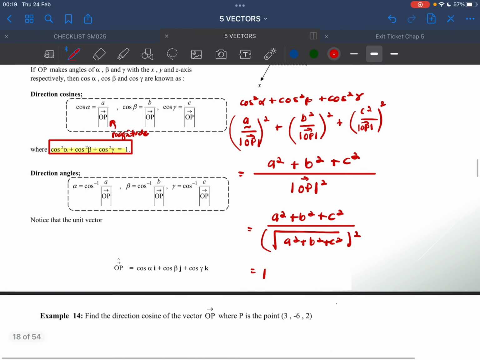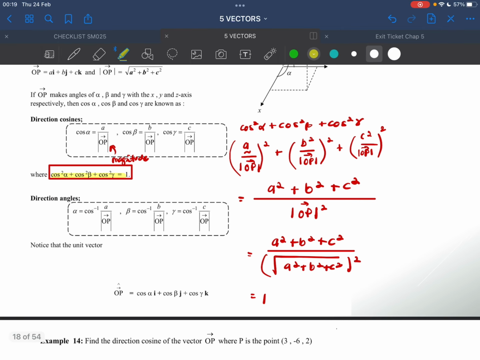Okay, now we already know how to find the direction cosine, which is we just leave the answer in terms of cos. Cos alpha equals what? Cos beta equals what? And let's see how to find the direction angle. So we have the direction cosine. For direction angle, basically just inverse cos this thing here to find your alpha, to find the angle.